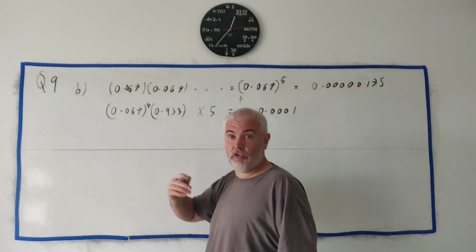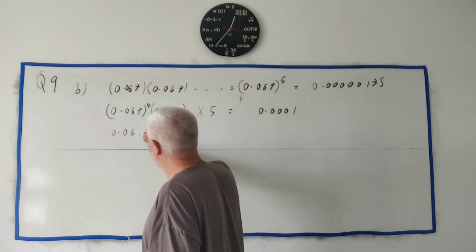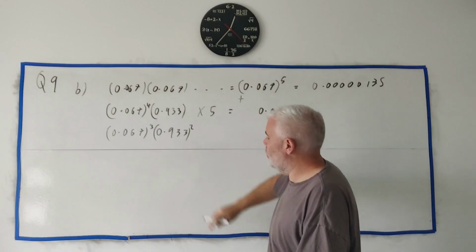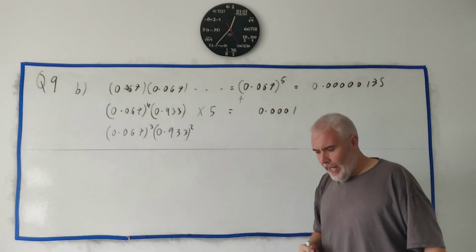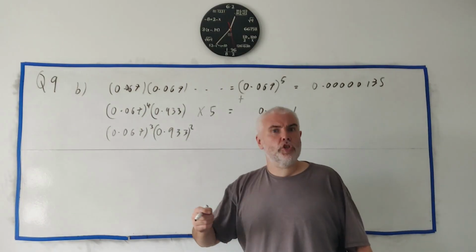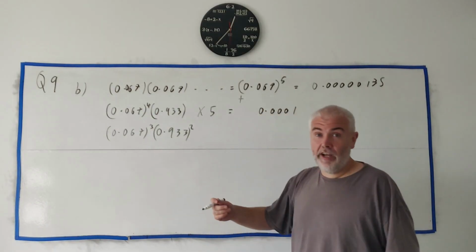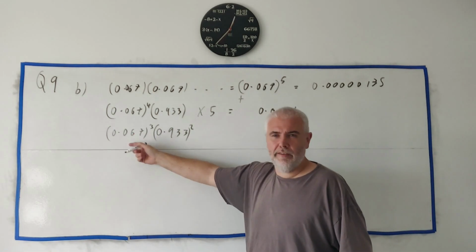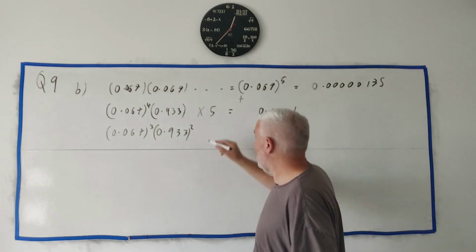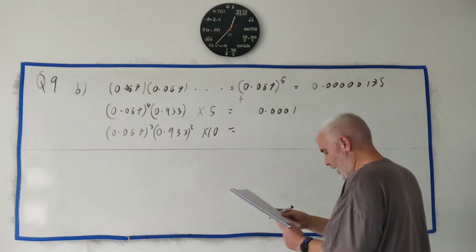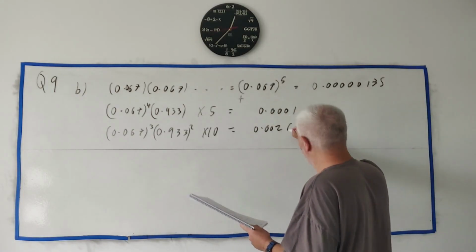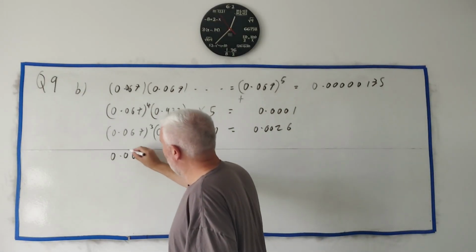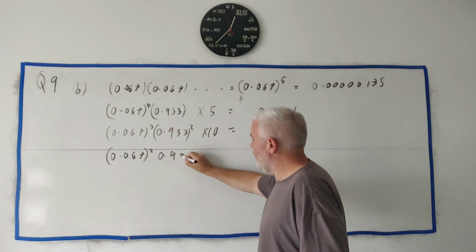Next one, what's the probability of 3 people testing positive? 0.067 cubed. This is the long way, remember? Times 0.933, there's 2 people negative. There's 10 ways this could happen. It's 5 choose 2, or 5 choose 3 if you'd rather, the same number. These 3 people out of 5, how many different orders could it be? It's 10 anyway. And this comes out as 0.0026.